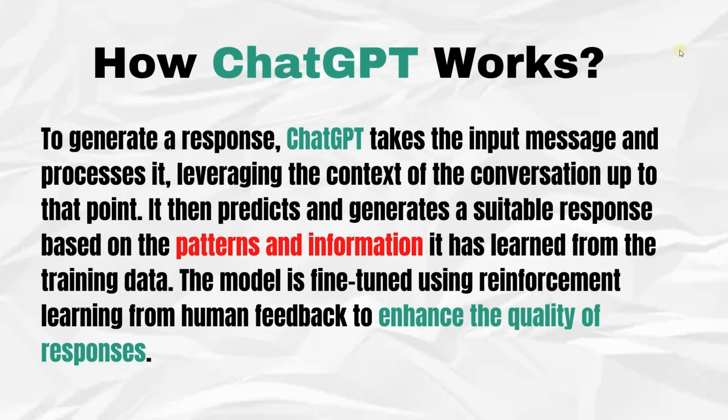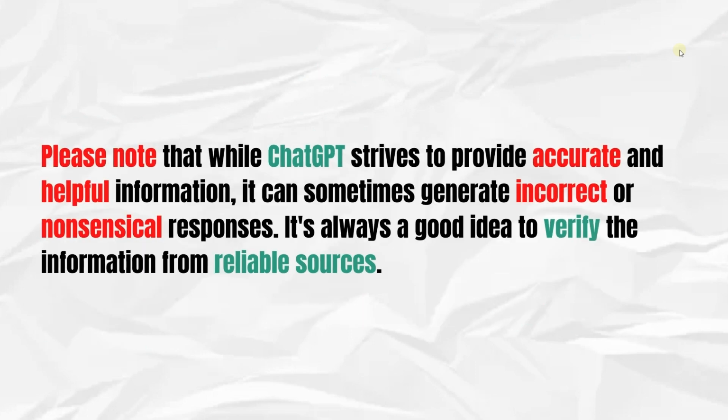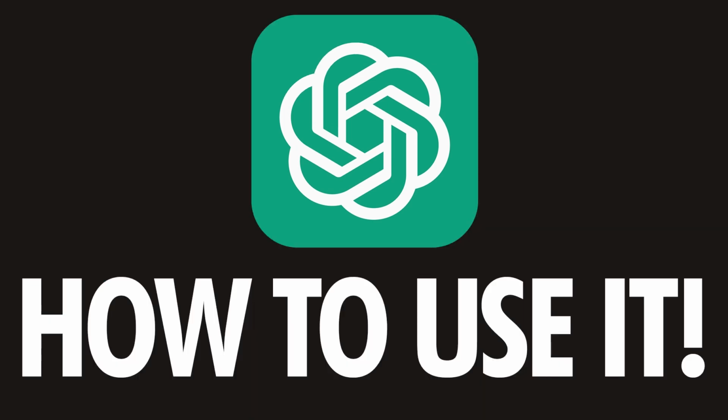And one more thing which I want to tell you about ChatGPT is, please note that while ChatGPT strives to provide accurate and helpful information, it can sometimes generate inaccurate responses as well. It's always a good idea to verify the information from reliable sources. It means we can use ChatGPT, but we have to check the information from reliable sources to see if it is true or not. Okay, so this is what ChatGPT is and how it generates responses. So let's get into how we can create an account and how we can use ChatGPT.